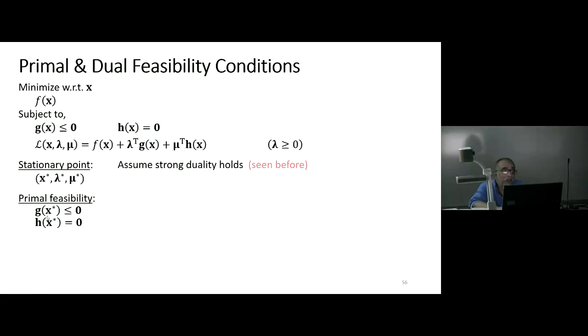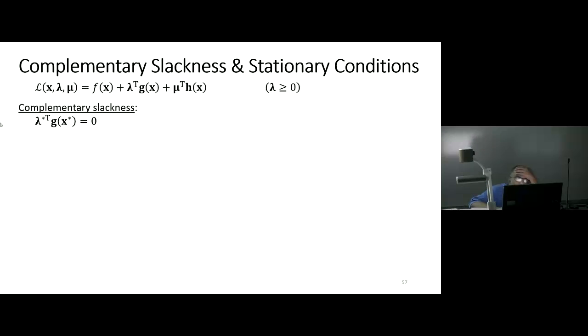These constraints: g of x star must be less than or equal to 0, and h of x star must be equal to 0. These two conditions are for this stationary point, or saddle point, x star, lambda star, mu star. These are called the primal feasibility conditions. And lambda star must be greater than or equal to 0. This is the dual feasibility condition. So these are the primal and dual feasibility conditions. Trivial.